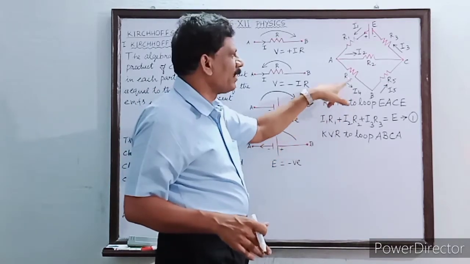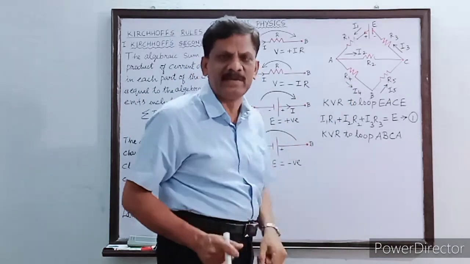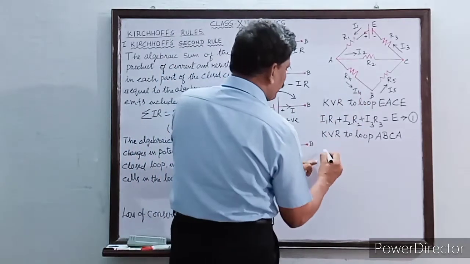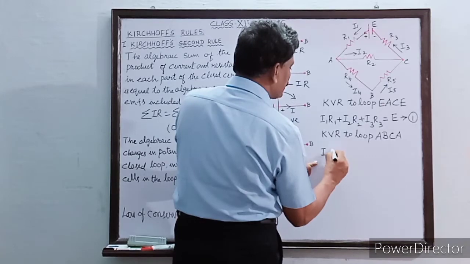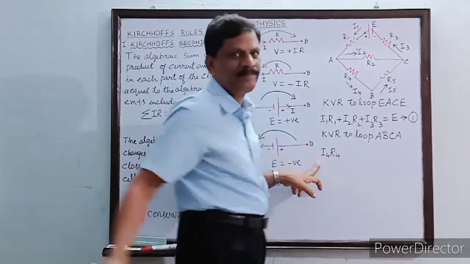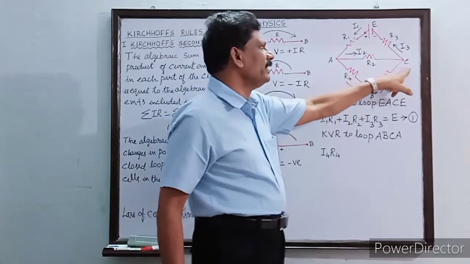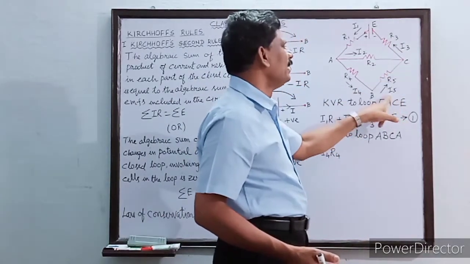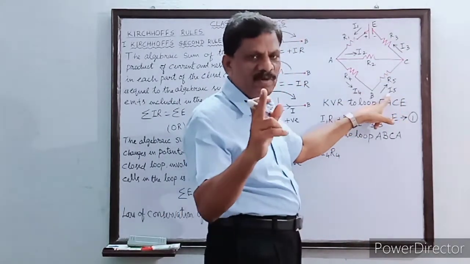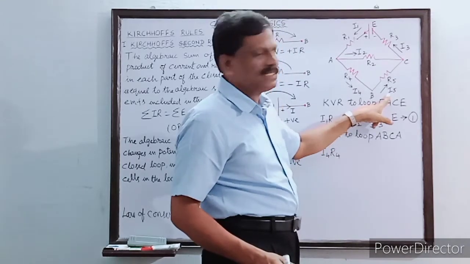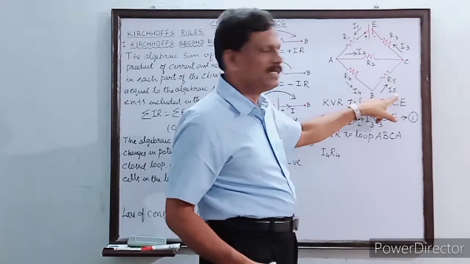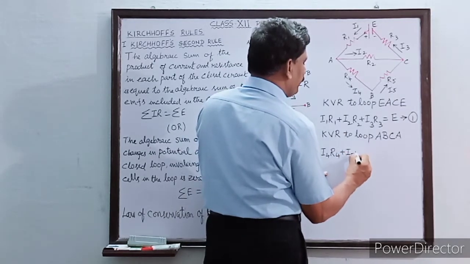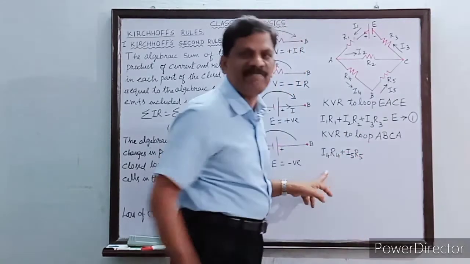Therefore, what is this product I4 R4? Is it positive or negative? Yes, it is positive. So this is I4 into R4. Then after B, we should go up to C. B to C, I am going in this direction. Current I5 is also flowing in the same direction, so I5 must be positive. So this is a plus. The IR product is I5 into R5.